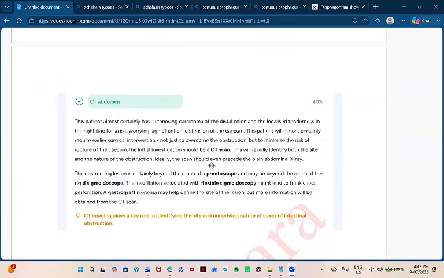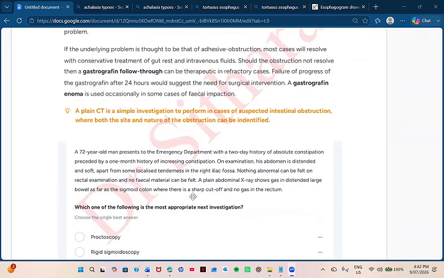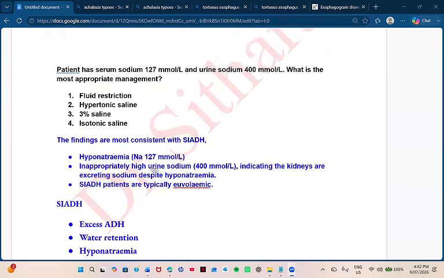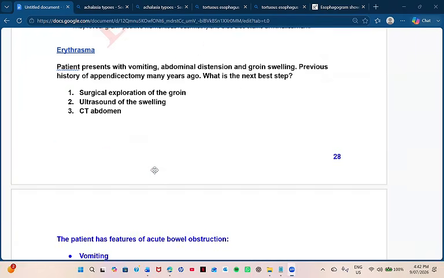Okay, so CT abnormal. I hope you get an idea about CT, right? Now the problem is here. We'll go back to our question.